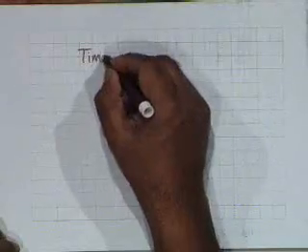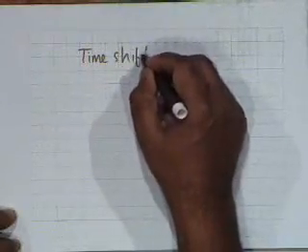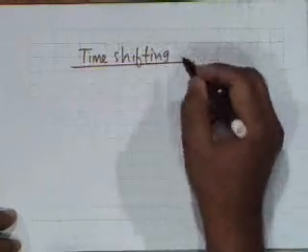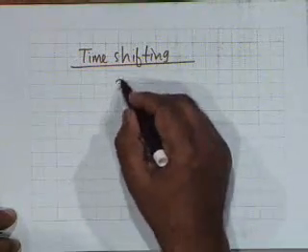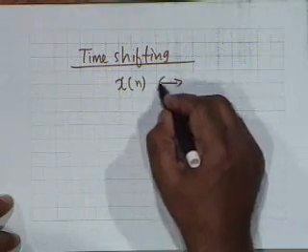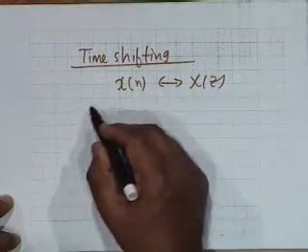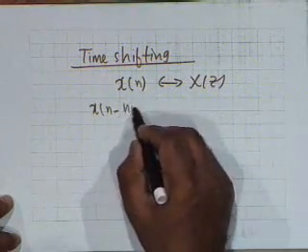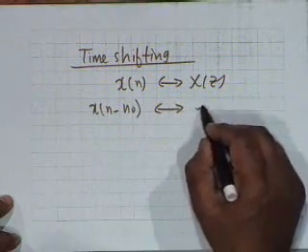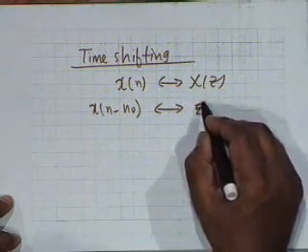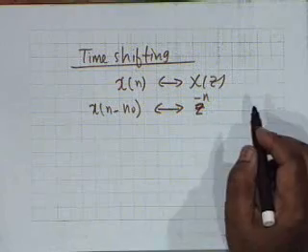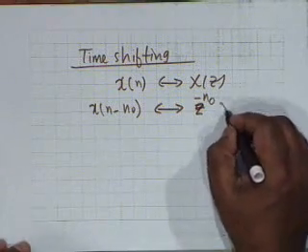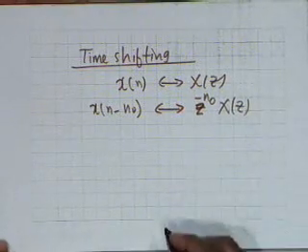Next we consider time shifting. That is, if x of n has the pair capital X of Z, then x of n minus n0 has Z to the minus n0 capital X of Z.